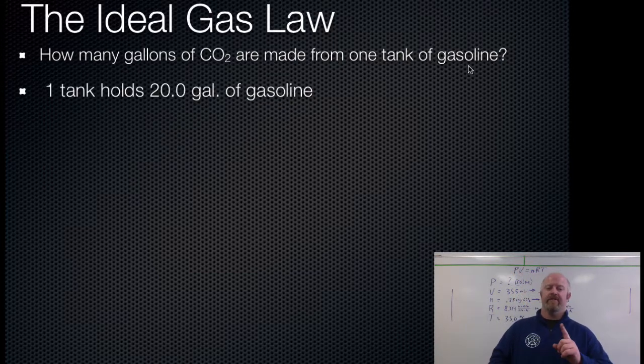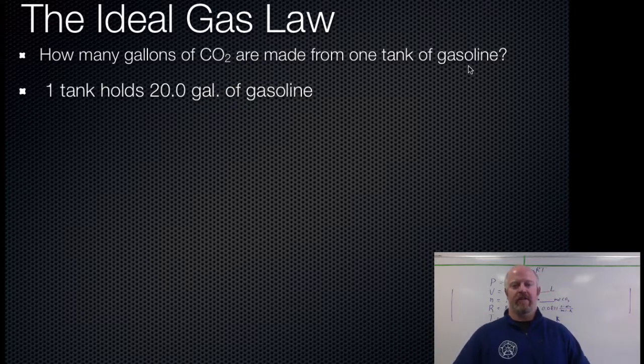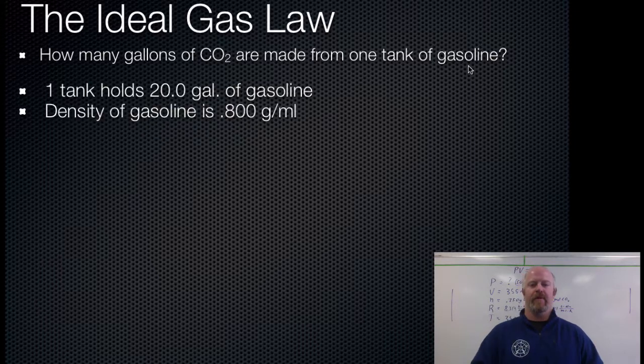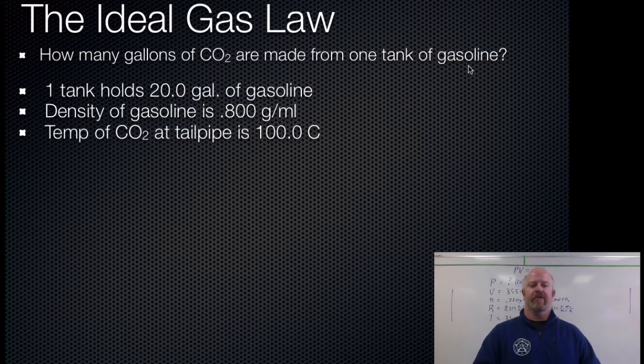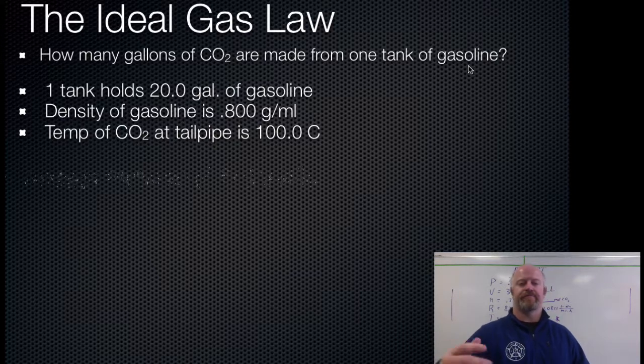Well, one tank of gasoline holds 20 gallons of gasoline. So you're going to start off with 20 gallons of liquid gasoline in your problem. Density of gasoline, we're going to assume to be 0.8 grams per milliliter. Temperature of carbon dioxide at the tailpipe: we want to know how many gallons of CO2 get spewed at the tailpipe. It comes out pretty hot, so we'll say about 100 degrees Celsius.